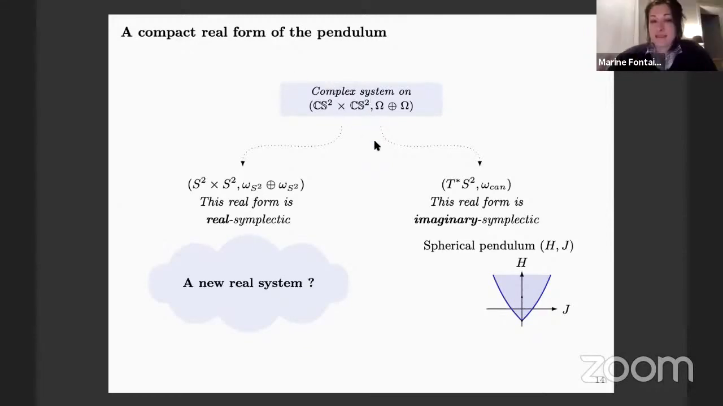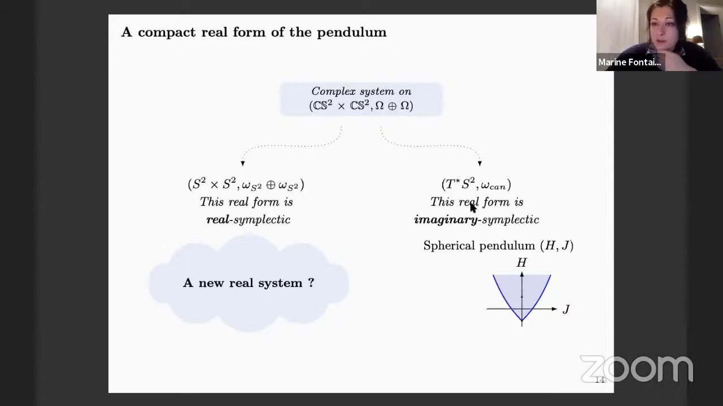So here, if we start with a holomorphic manifold, which is a product of two complex spheres, both of them have a holomorphic symplectic form. And there's one real form, which is quite straightforward. It's a product of two real spheres, where the restriction of the holomorphic form is the standard symplectic form on this product. And this is a real symplectic form. But there's another one, which appears to be the cotangent bundle of S2 with its canonical symplectic form.